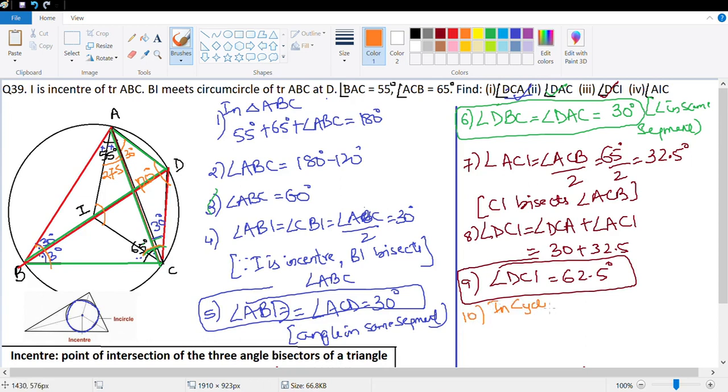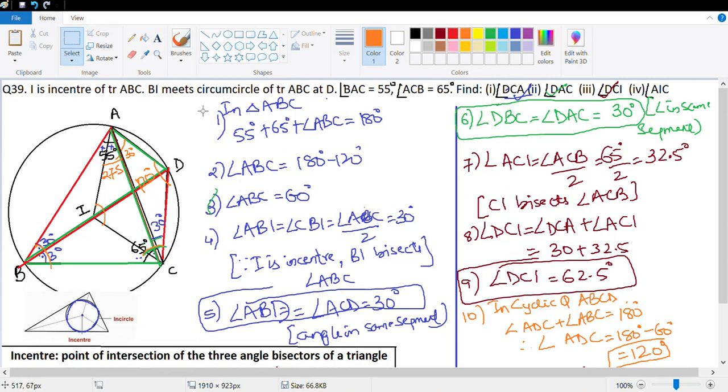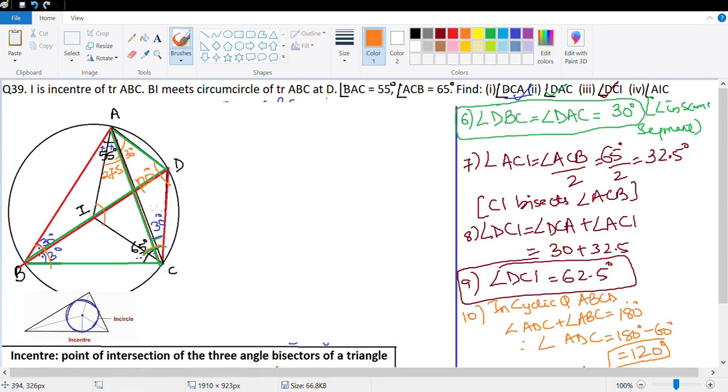In cyclic quadrilateral ABCD, angle ADC plus angle ABC is equal to 180 degrees. Therefore, angle ADC would be equal to 180 degrees minus 60 degrees, which is equal to 120 degrees. I'll need to erase some part of the question so that I have some space, so I will go ahead and erase this part. Good. So now we know angle ADC is 120 degrees. Let's look at the other angle, angle CAI, which would be equal to 55 degrees upon 2, which is equal to 27.5 degrees. The reason is AI bisects angle BAC.